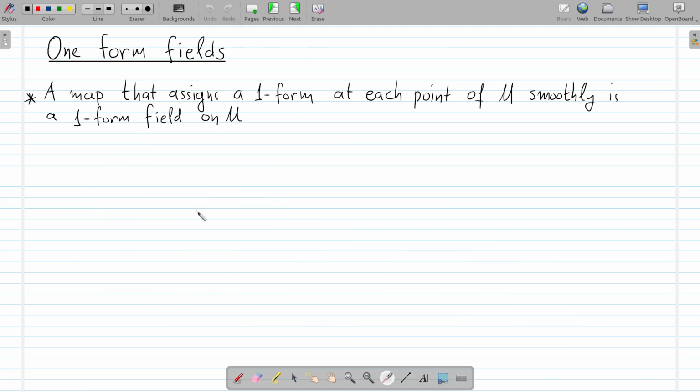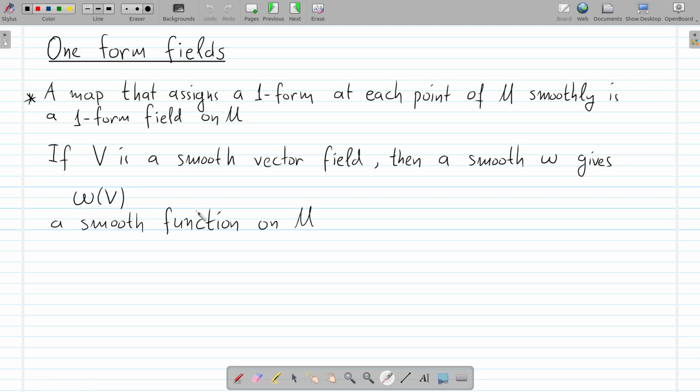Having defined one-forms at an arbitrary point P of a manifold, we can move on to define one-form fields. So if we assign a one-form at each point of the manifold in a smooth way, this defines a one-form field on the manifold.